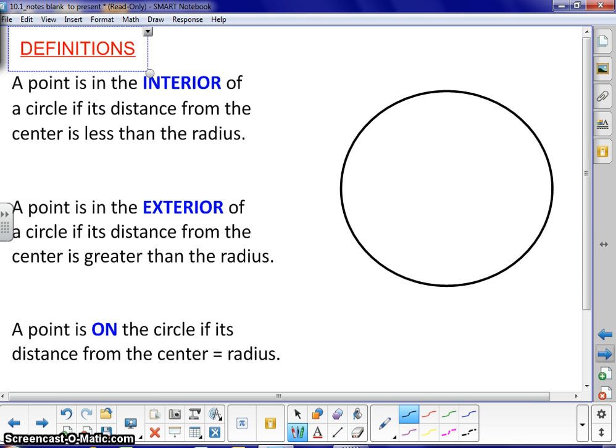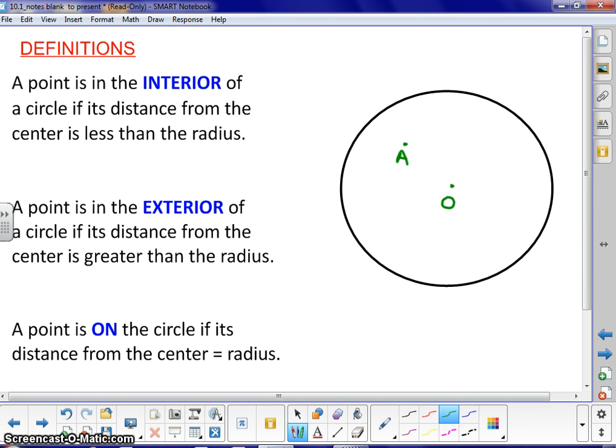Okay, next we have more definitions of a circle. A point is interior to the circle if the distance from the center is less than the radius. For example, point O is going to be our center of the circle. Interior of that would be point A.